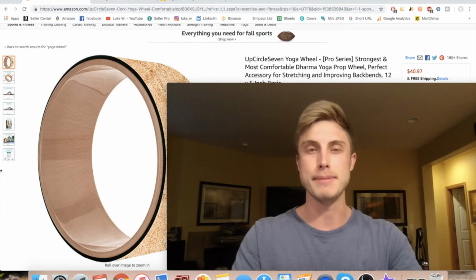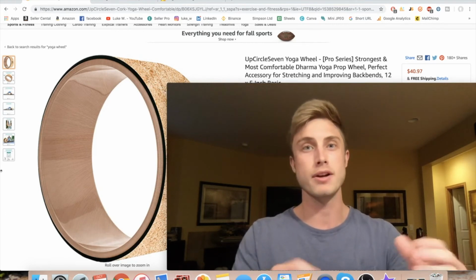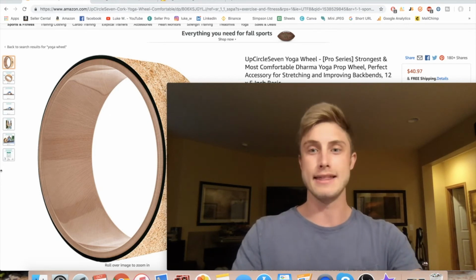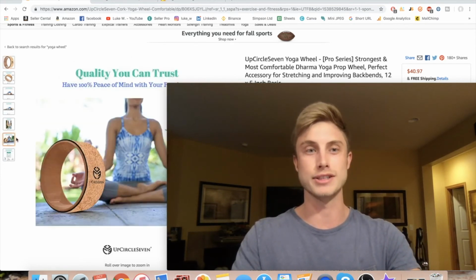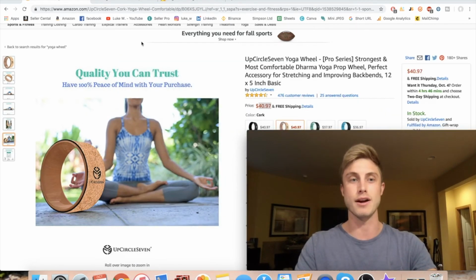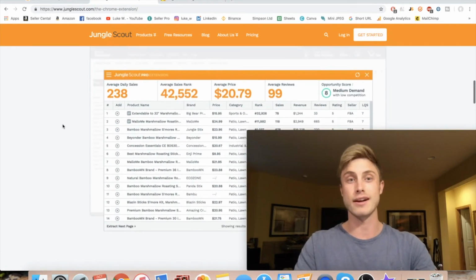A lot of times people may think they can go sell socks or hats or clothing or something, but you're going to be competing against big name sellers like Under Armour, Nike, things like that, and it's just so much harder to compete against them when there's so many other great opportunities out there of random products like, lo and behold, a yoga wheel.